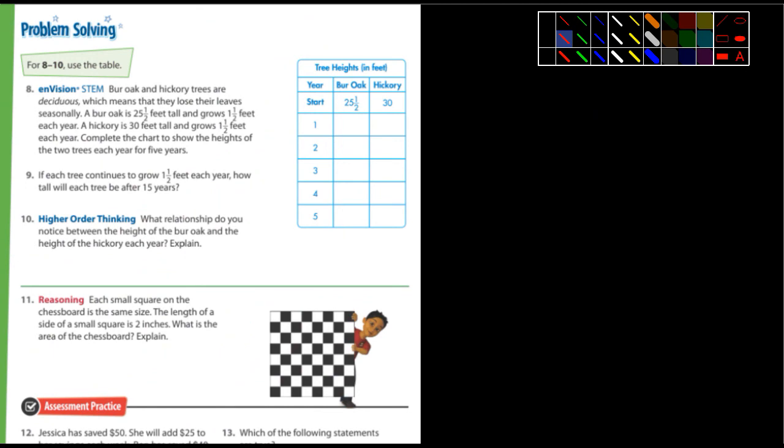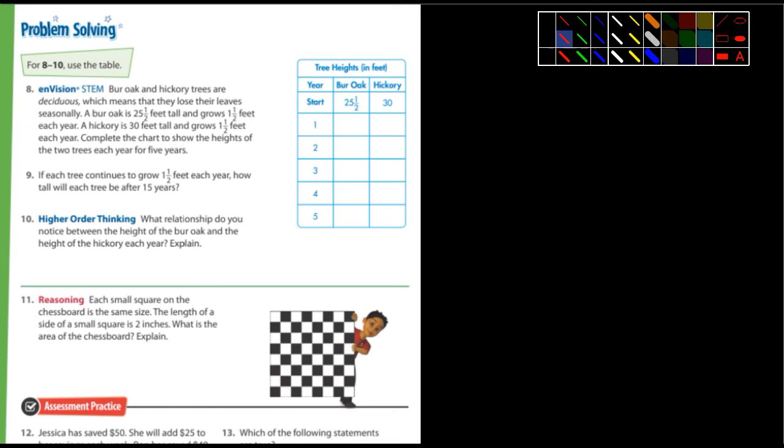Okay. Let's see here. Bur, oak, and hickory trees are deciduous, which means they lose their leaves seasonally. So in the wintertime, their leaves drop. A bur oak is 25.5 feet tall and grows 1.5 feet each year. A hickory is 30 feet tall and grows 1.5 feet each year. Complete the chart to show the heights of the two trees each year for 5 years. Okay, you guys can do that.